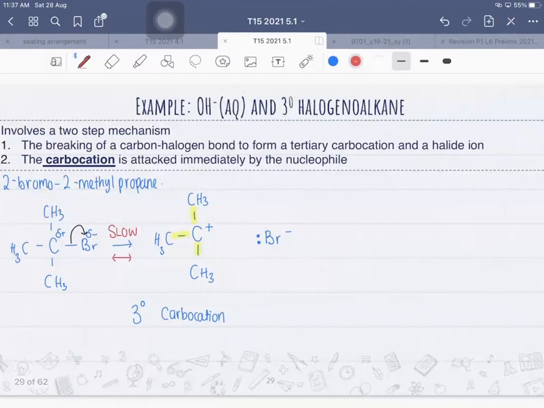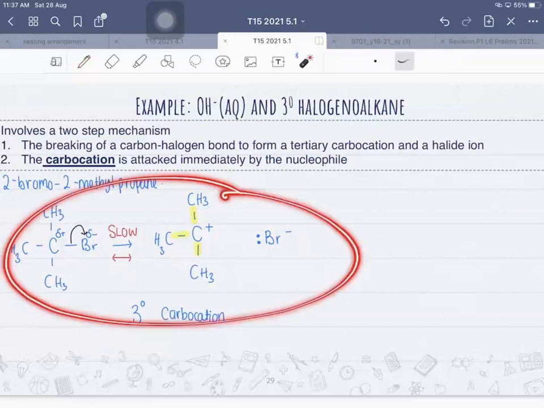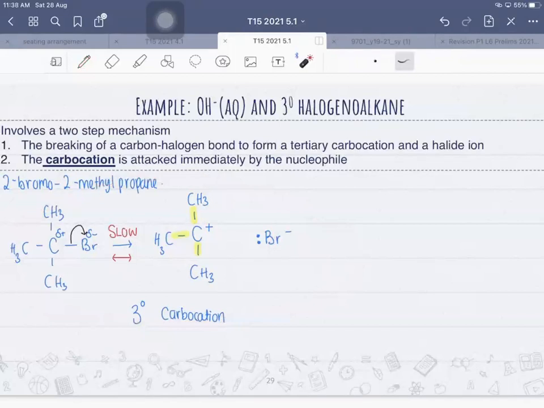Okay, so tertiary carbocation will be formed. And if you remember again from the previous topic, tertiary carbocation will be the most stable, followed by the secondary, and the primary carbocation is the least stable. So the fact that I have mentioned the primary carbocation being least stable should already tell you why primary carbocation cannot go through this mechanism. I'll show you that later.